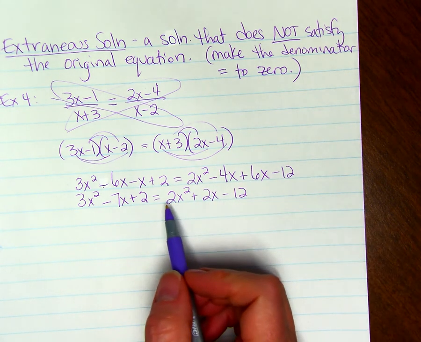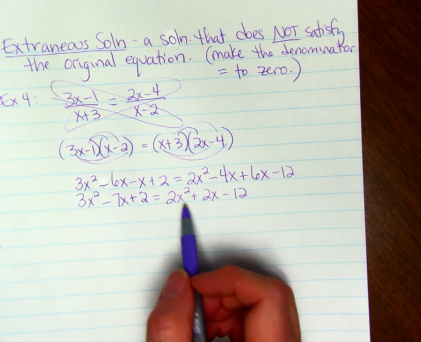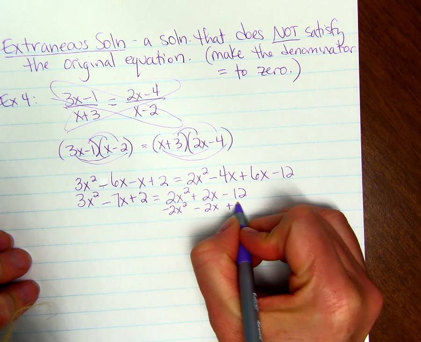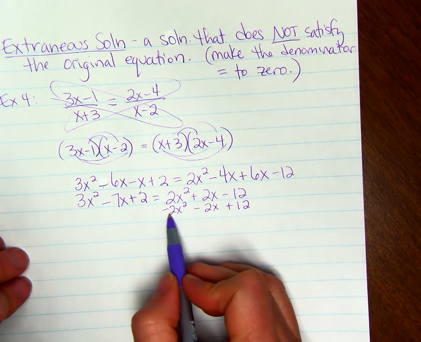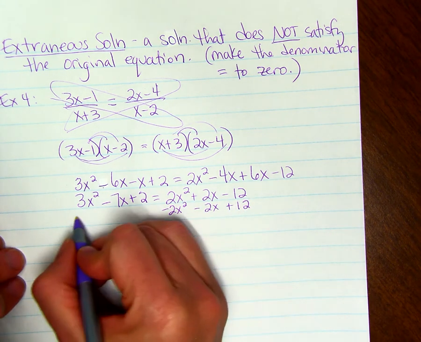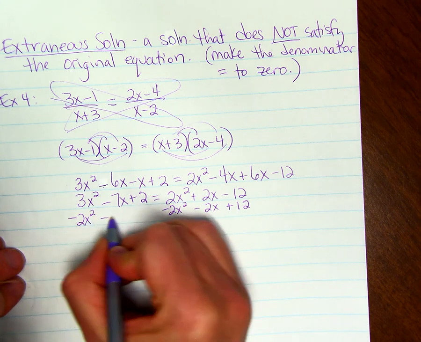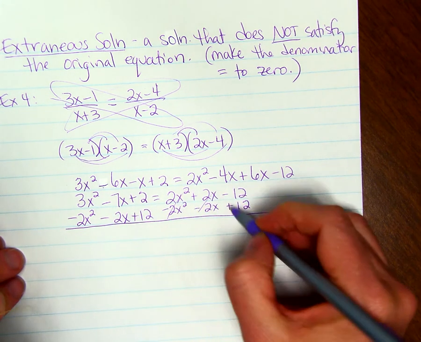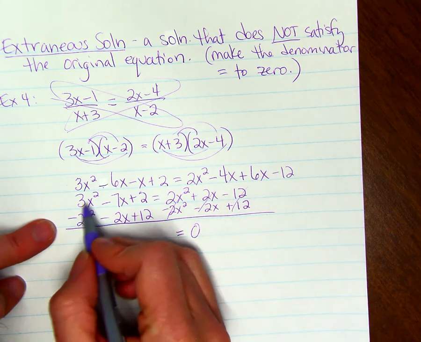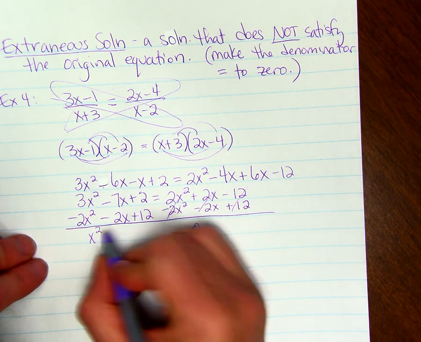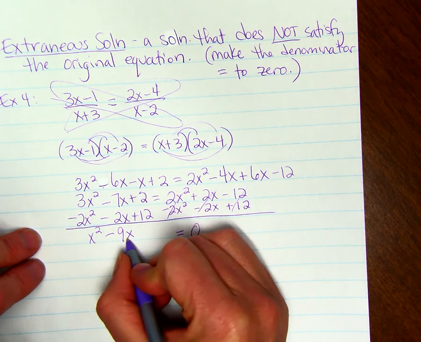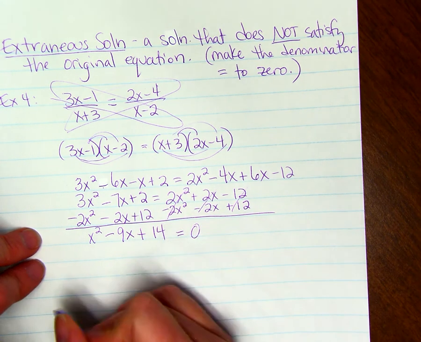So what I'm going to do is get 0 on one side. So I'm going to subtract everything from this side. So I have minus 2x squared minus 2x plus 12. And then I'll do the same thing on the opposite side of the equal sign. These all go to 0. And we have 3x squared minus 2x squared is x squared. Negative 7x minus 2x is a minus 9x plus 14.